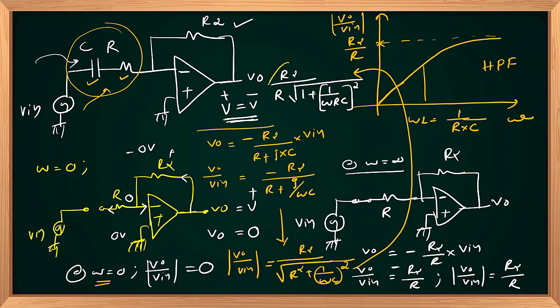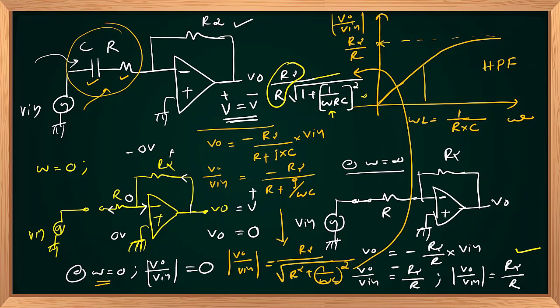This R2 by R is the voltage gain at omega equal to infinity. As omega tends to infinity, 1 over infinity will be 0, the second term will be 0. So we end up with R2 upon R as the magnitude of voltage gain. And as omega tends to 0, 1 over 0, this second term in the bracket will be infinity, and something over infinity will be 0.